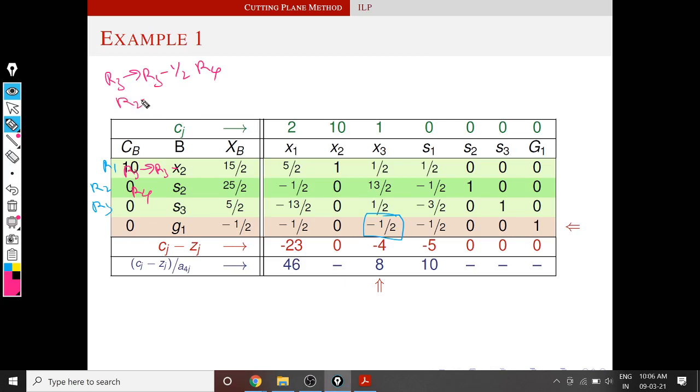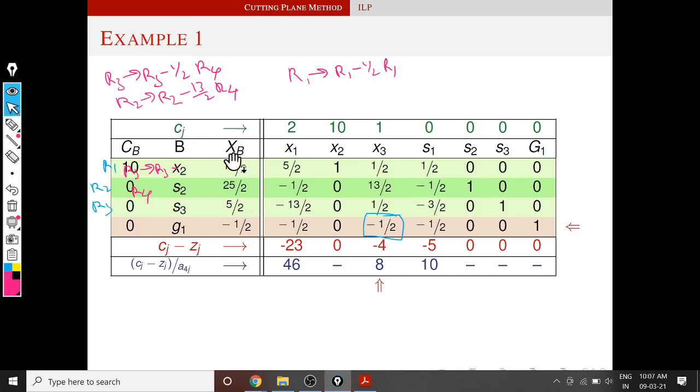Similarly, what about R2? R2 goes to, this is 13 by 2, so R2 minus 13 by 2 R4. Similarly, this is 1 by 2, so R1 goes to R1 minus 1 by 2 R4. R1 goes to R1 minus 1 by 2 R4.